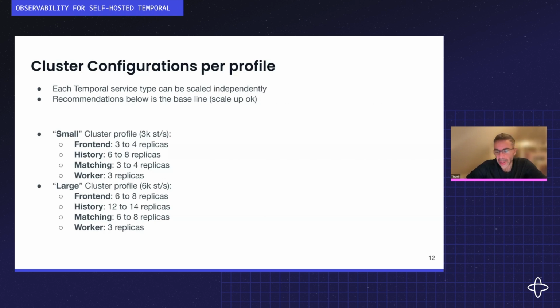One thing to note here is that what we're deploying is the server image. It's not the auto-setup image. The auto-setup image runs all four service types in the same process, so it's a bit harder to scale on this kind of level. So here we're assuming you're deploying your server image on your cluster.